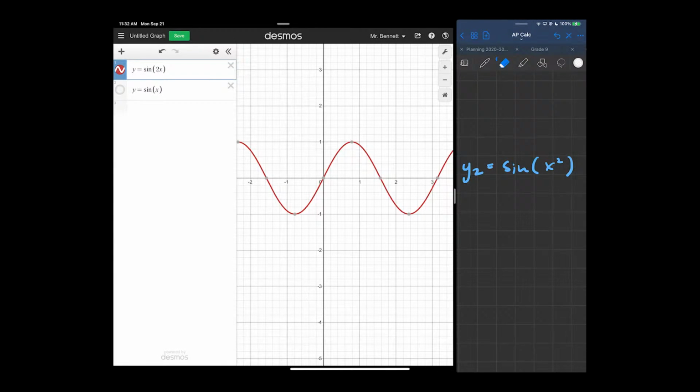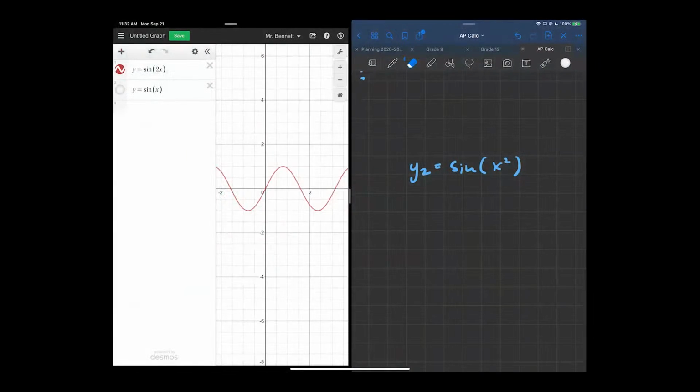How do you think that's going to look? Everything's going to be positive. Okay, and why is that? It doesn't matter if the x is positive or negative. The square is positive. Okay. So we've got some stuff about positives here.